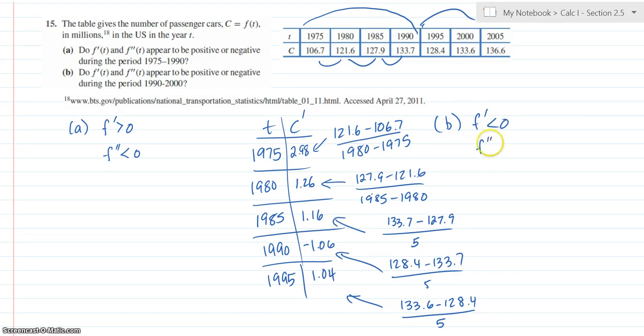So it looks like f double prime appears to be increasing. From the data that we have, I realize that this is limited. There are 5 years in between, so a lot of fluctuation could be happening in between. But overall, from this data, it appears that the second derivative is positive.